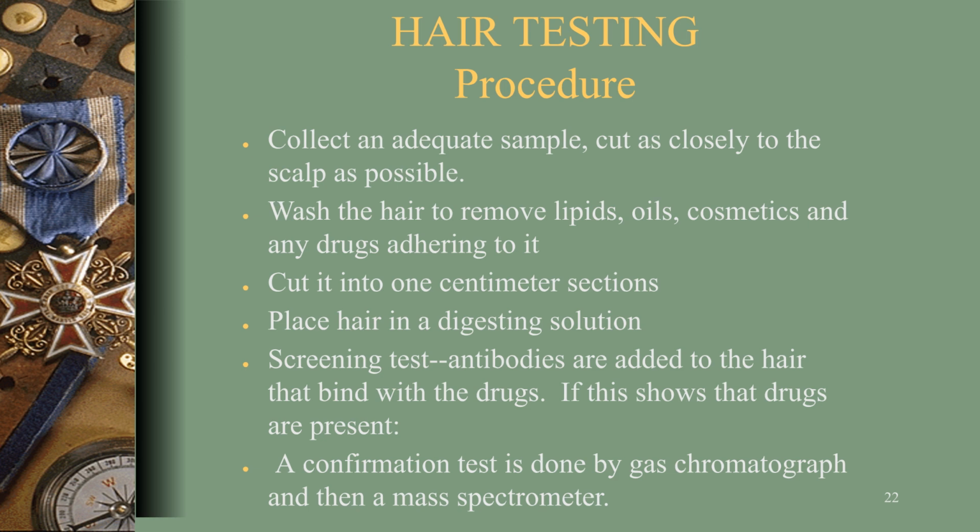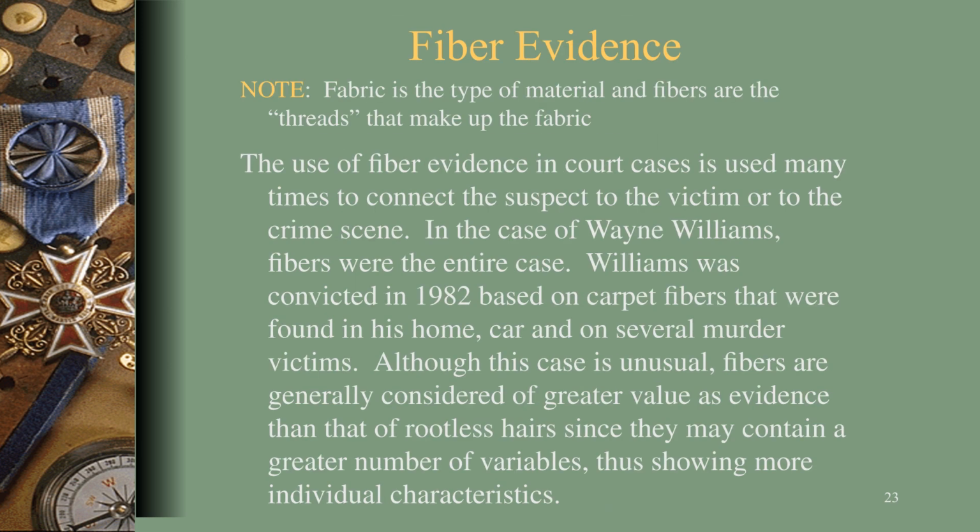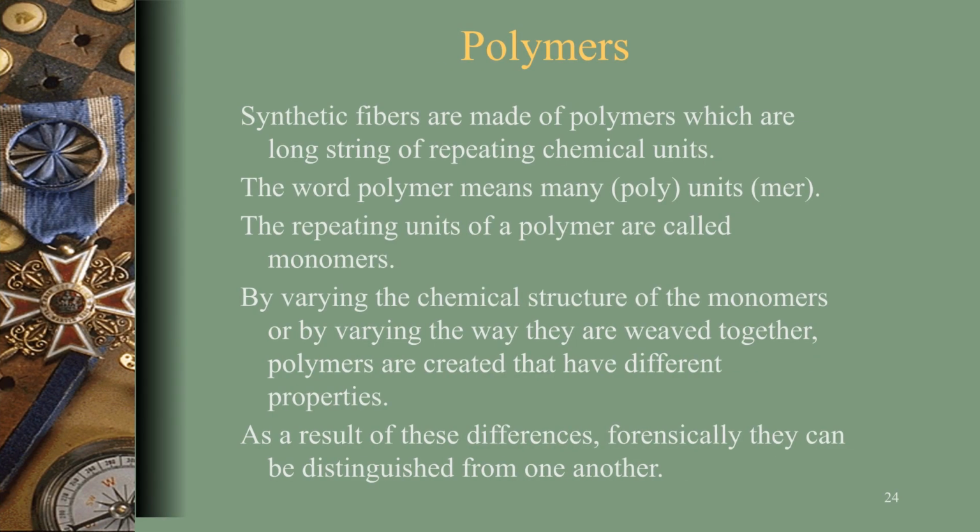Fiber evidence is vital for connecting suspects to scenes, as seen in the landmark case of Wayne Williams. Generally, fibers provide more individual characteristics for comparison than rootless hair samples. Synthetic fibers are composed of polymers, which are long chains of repeating chemical units called monomers. By altering the structure or weaving of these monomers, different types of fibers are created with unique forensic characteristics.